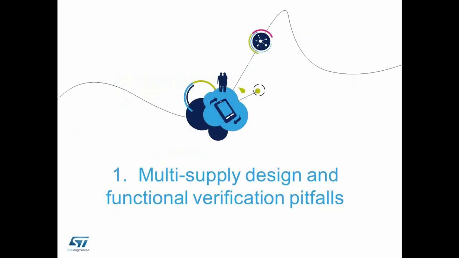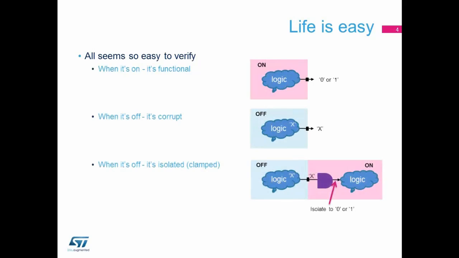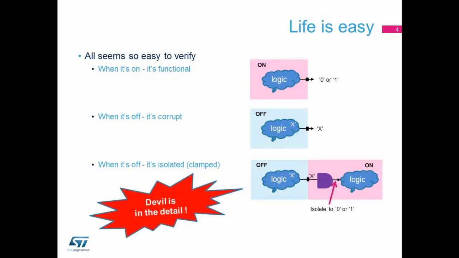So first of all, here's the general stuff, which is about some pitfalls in multi-supply verification. So it all seems like it's really easy to verify. When it's on, it's on. When it's off, you isolate. But of course, like a lot of these things, the devil's in the detail.